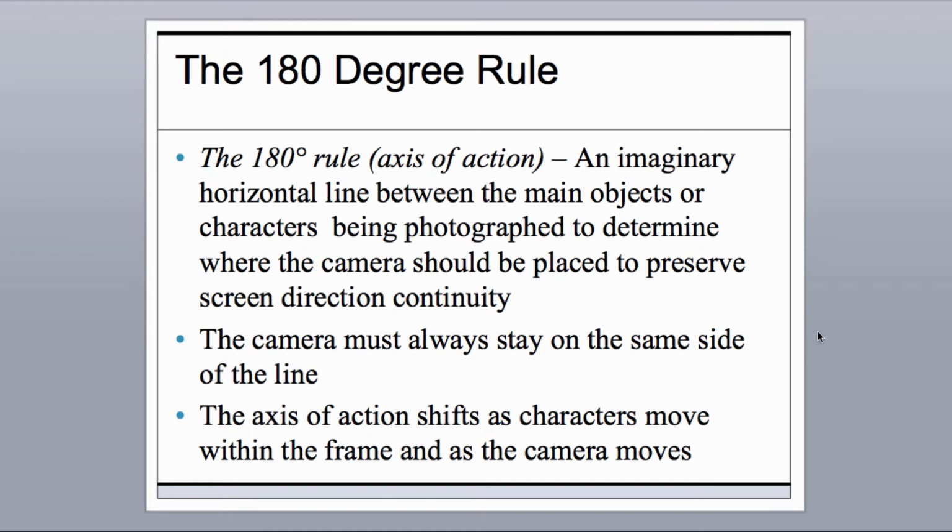The 180-degree rule. If you set up a camera, it should not break this rule. The 180-degree rule is an axis of action, an imaginary line drawn between the main objects of the shots or the characters or the area being performed so that you maintain continuity. And it should preserve a certain directional concept that you accept. The camera must always stay on the same side of that line. If you cross it, things will look out of order. So the axis of action shifts as characters move within the frame and as the camera moves, but they maintain the 180-degree rule unless they use discontinuity.